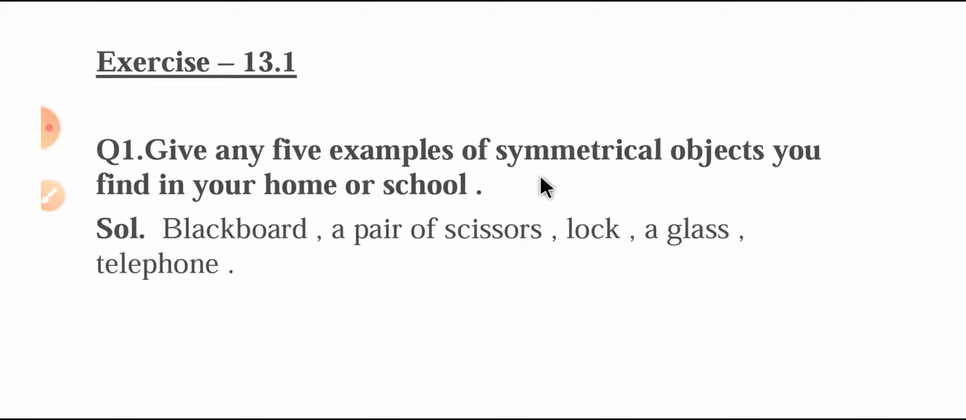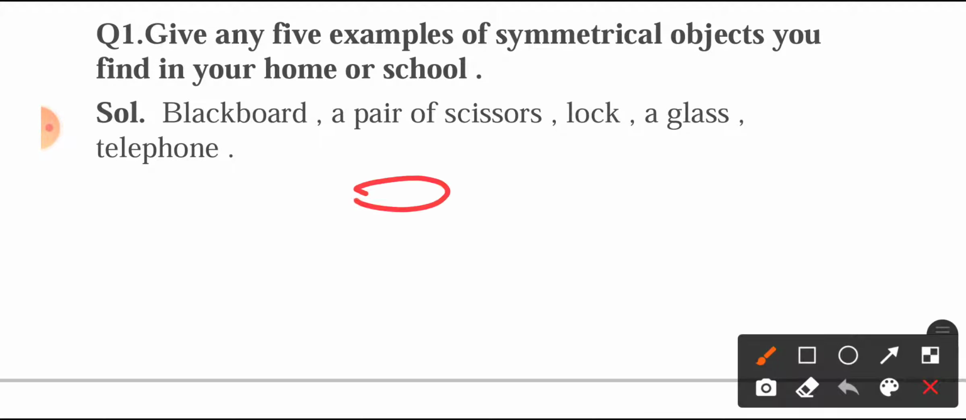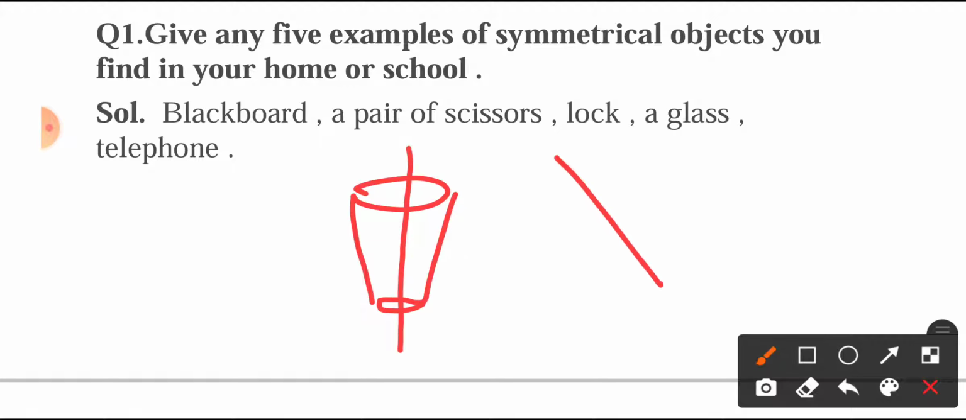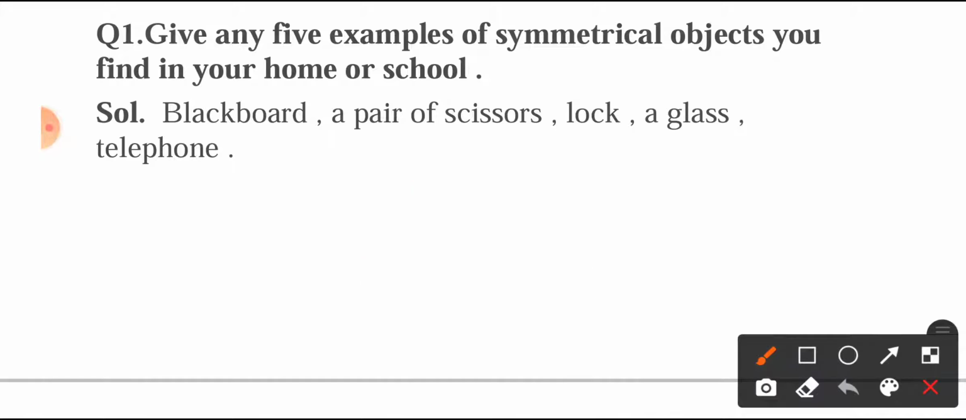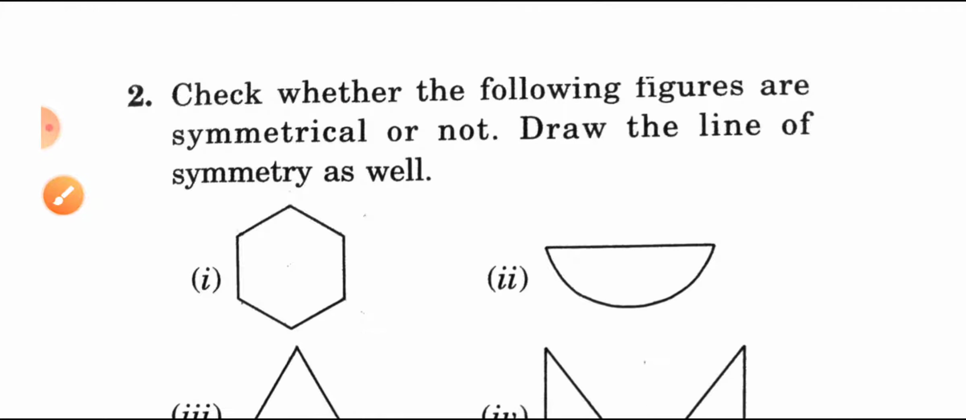Now we will start our exercise 13.1. Give any 5 examples of symmetrical objects you find at home or in your school. You can see symmetrical objects like a blackboard, which is in the shape of a rectangle, then a pair of scissors, a lock, a glass, a telephone. Take a glass: how many lines of symmetry are possible? 1. Then a pair of scissors also has one line of symmetry. Then the blackboard, in the shape of a rectangle: how many lines of symmetry are possible? 2 are possible. You can take any other example also.